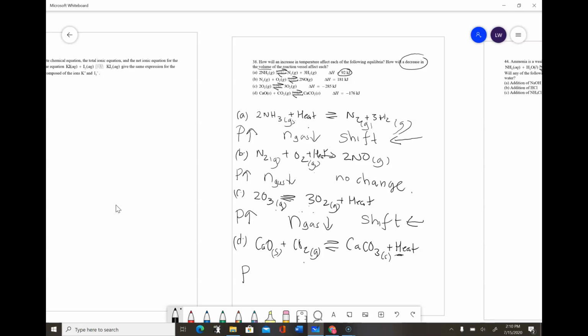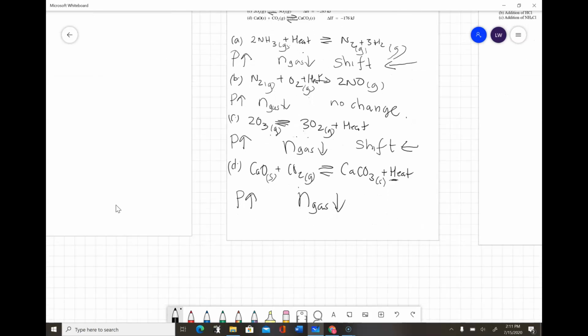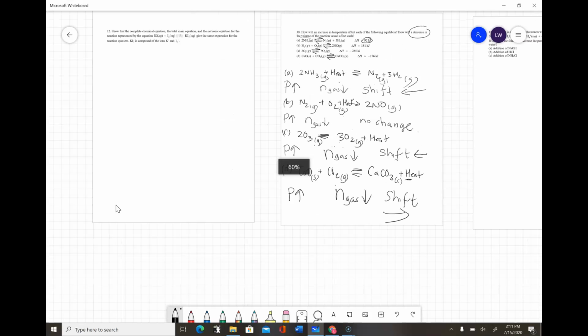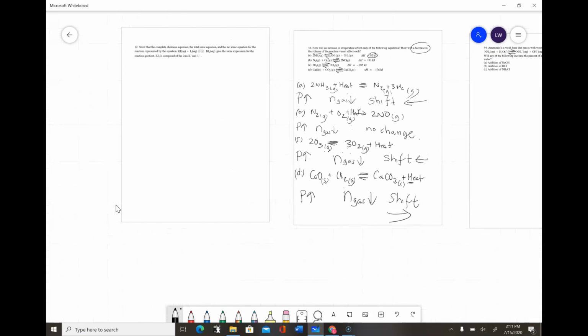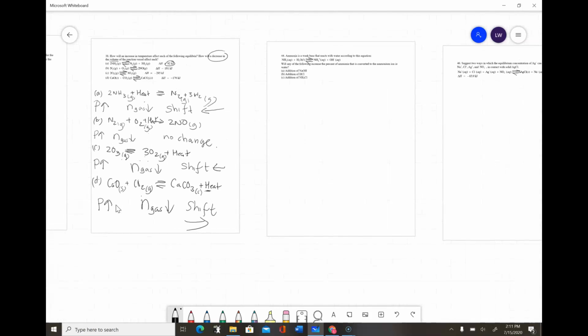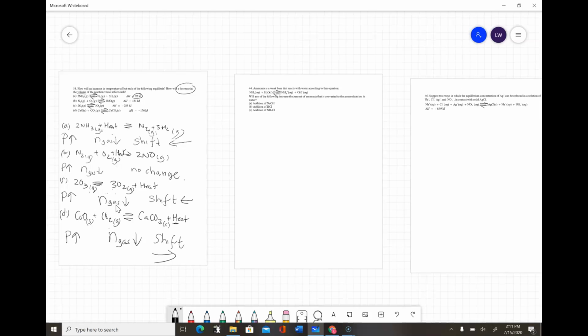Again, we're going to decrease our volume. That'll make the pressure go up. The system will respond by reducing the number of moles of gas to get the pressure to go down again. So which way is it going to move? Well, we've got 1 mole of gas on the left and none on the right. So it'll shift to the right. So those are fairly tricky concepts with respect to Le Chatelier's principle.